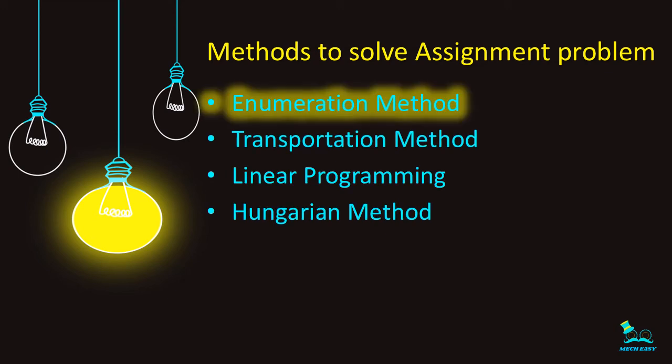The first one is the enumeration method. It is also called the trial and error method. In this method we will try all the combinations and manually find which is the best possible solution, or which is the optimum solution. For example, if you are given a 4 by 4 matrix, then the number of possible combinations is 4 factorial, that is 24. So you would have to try a total of 24 combinations to find the best possible solution. So it is not practically feasible, and we should not use it because it is a bulky method.